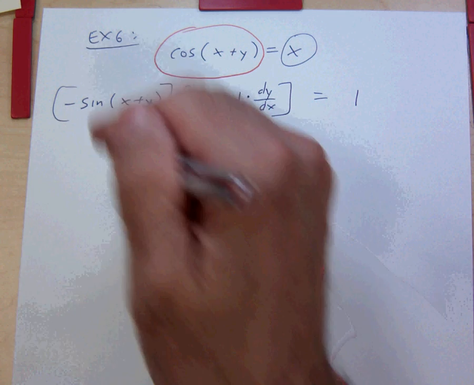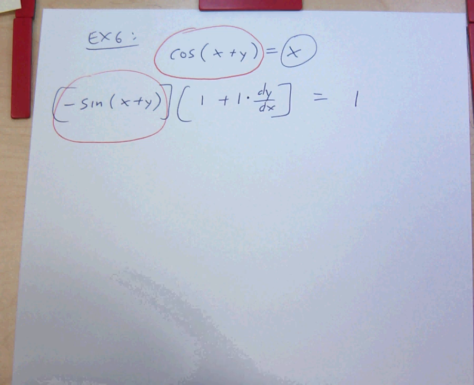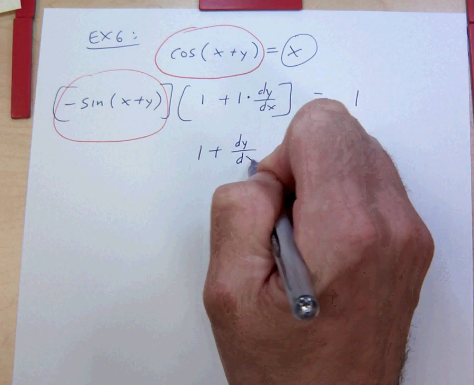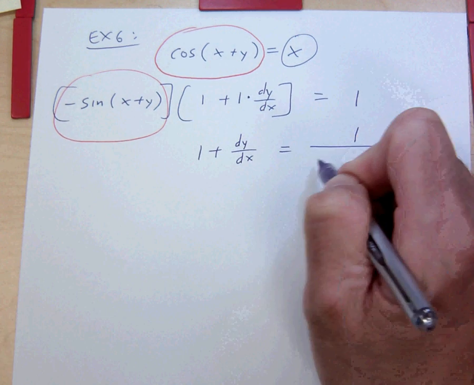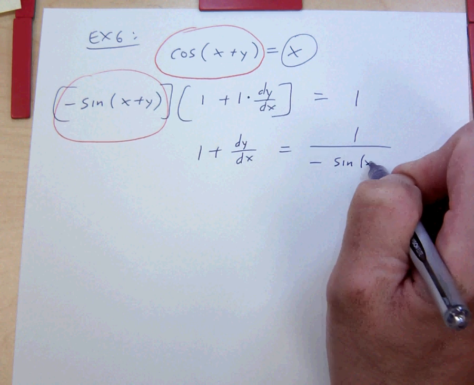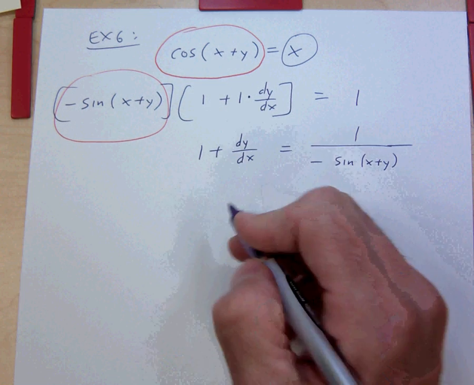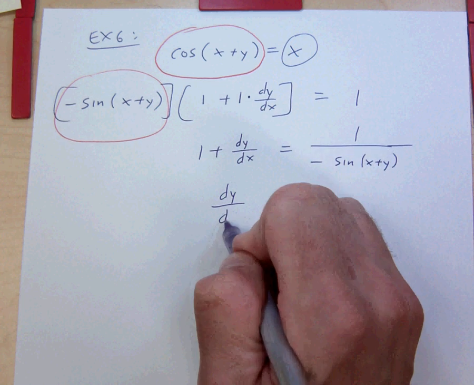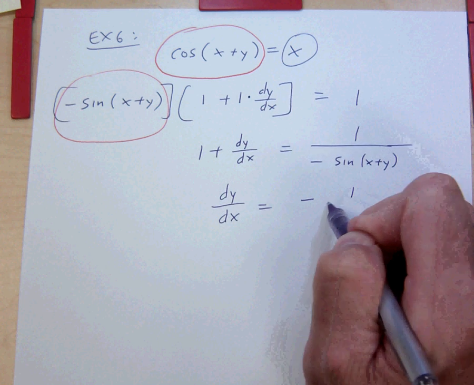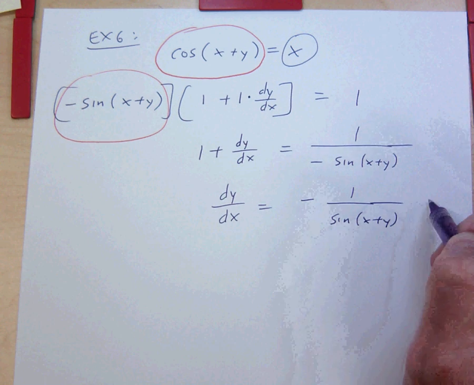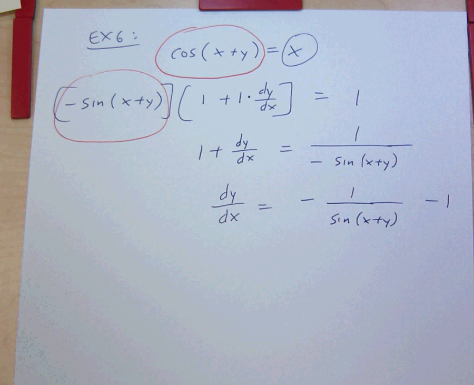So I'm just going to go ahead and divide both sides by that. And that's going to leave me with this. Everybody with me on this? And now I'm going to subtract 1 from both sides. Is that okay, guys? And so basically you end up with that. Yes?